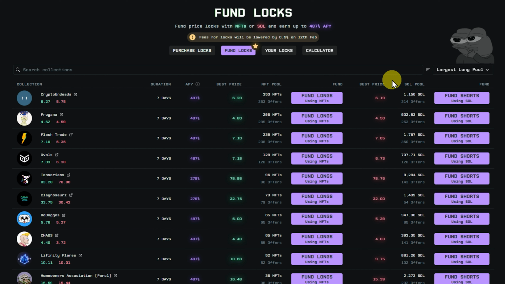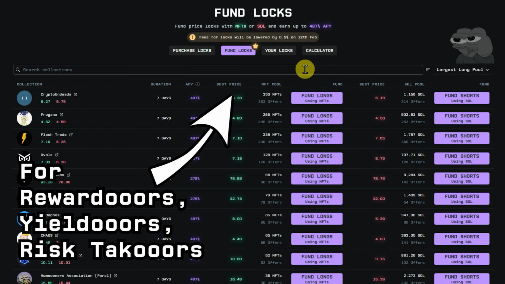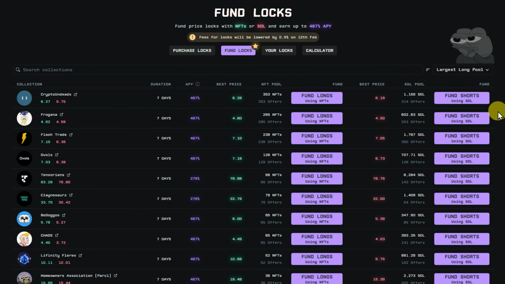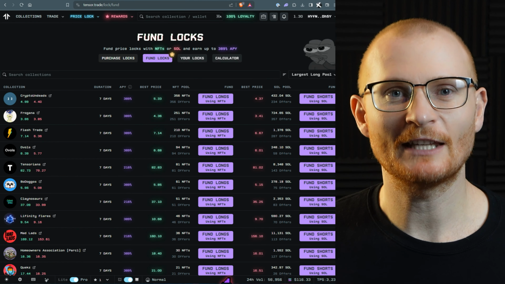If you want more rewards from the actual platform, then this is where you're going to get your points. Go and fund locks. If you want to potentially end up with the NFT, then use funding shorts. If you're happy to get rid of an NFT, go and fund the longs. So that's Tensor's Price Lock.